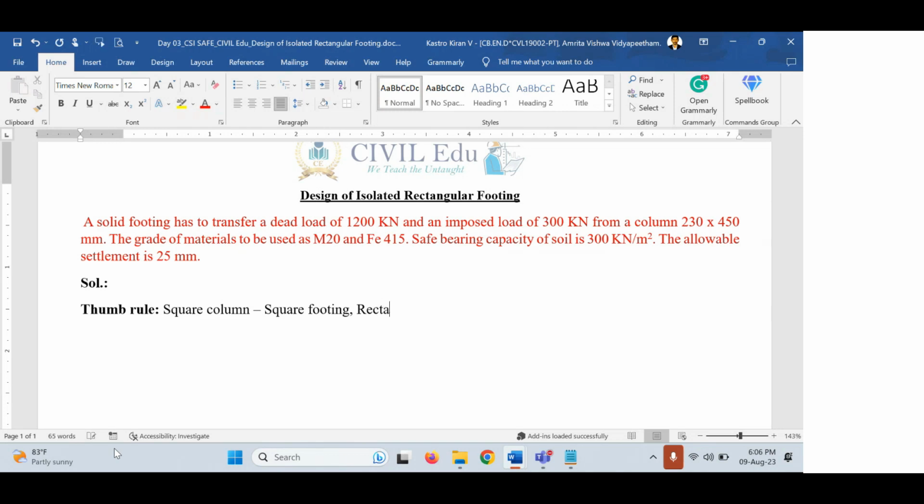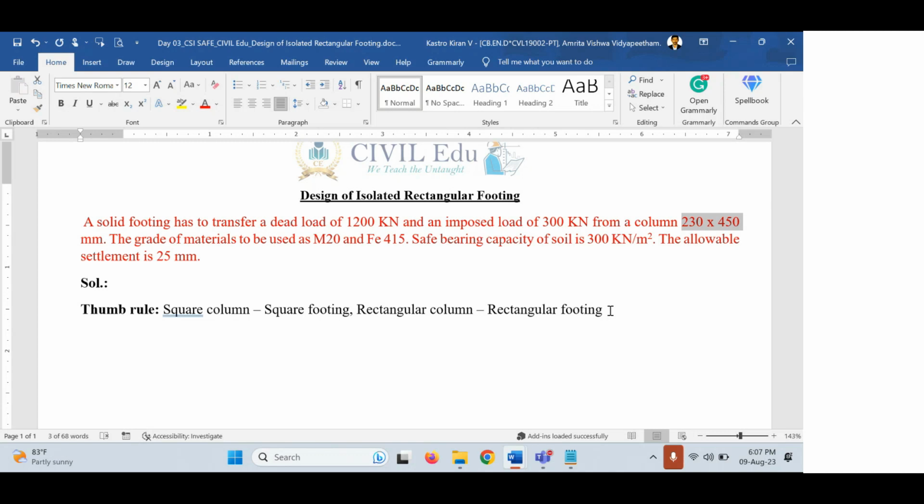And for a rectangular column, a rectangular footing is prepared. This is a blind thumb rule. Sometimes it may not be true in all cases, but in most cases, especially in real-time scenarios, people follow it this way. If it is a square column, we decide on a square footing, and if it is a rectangular column, we design a rectangular footing. Here in our question, the column size is 230 by 450 mm, which means it's a rectangular column. So since it's a rectangular column, we are going to design the rectangular footing.